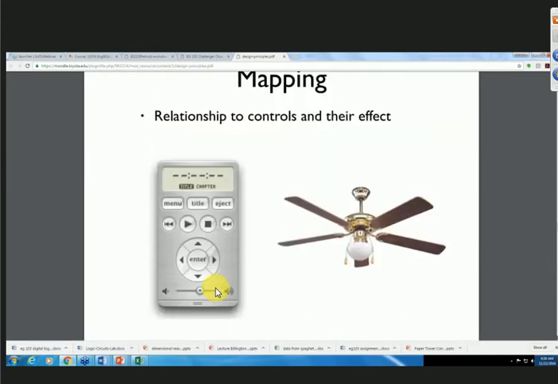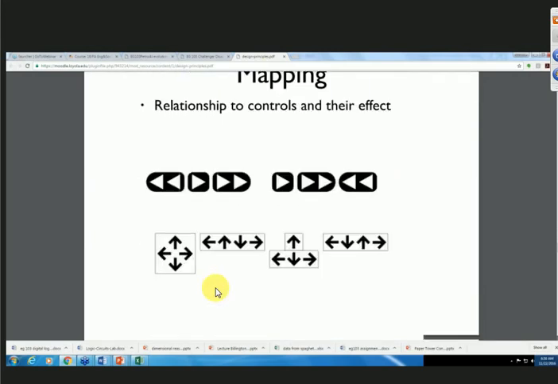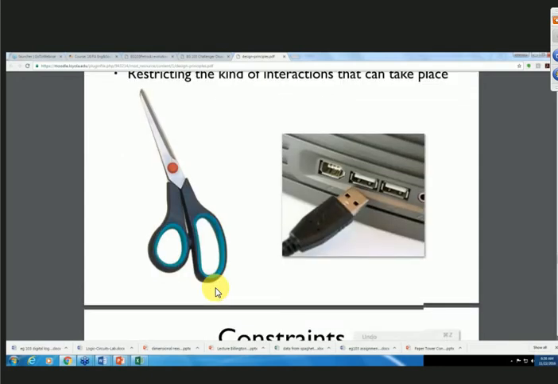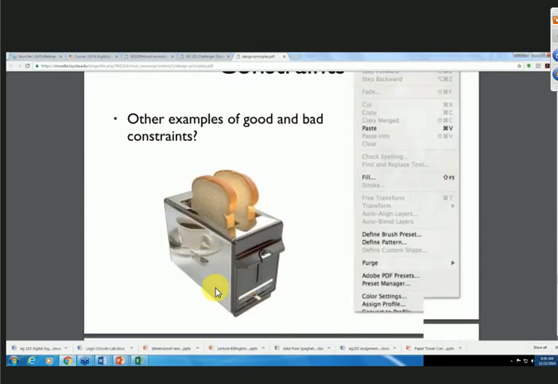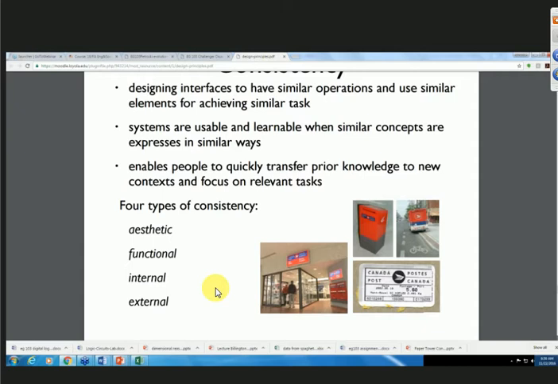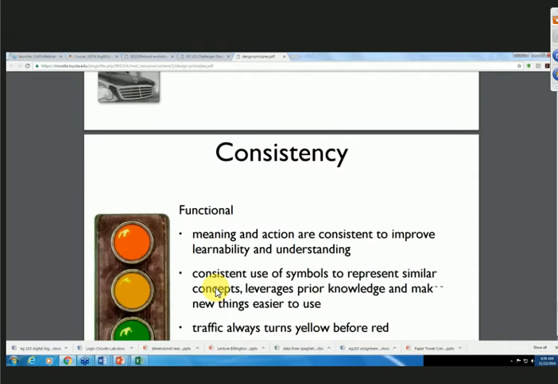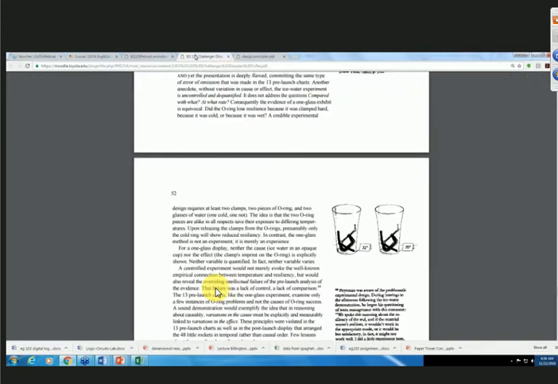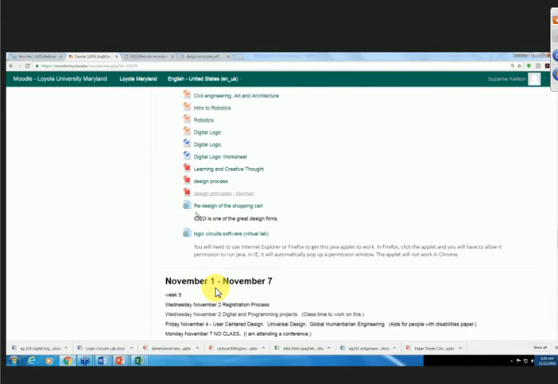So those are the basic principles. We talk about mapping, feedback, affordances, constraints, physical constraints that prevent users from doing the wrong thing. And again, the idea of what is good design, what is bad design, and how humans interact with their objects in the environment. So we talk about that here. Here's IDEO's redesign of the shopping cart.